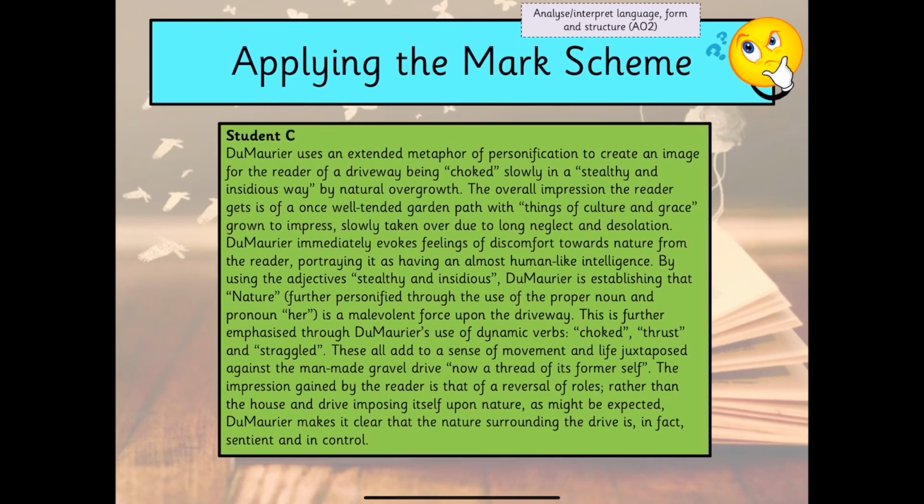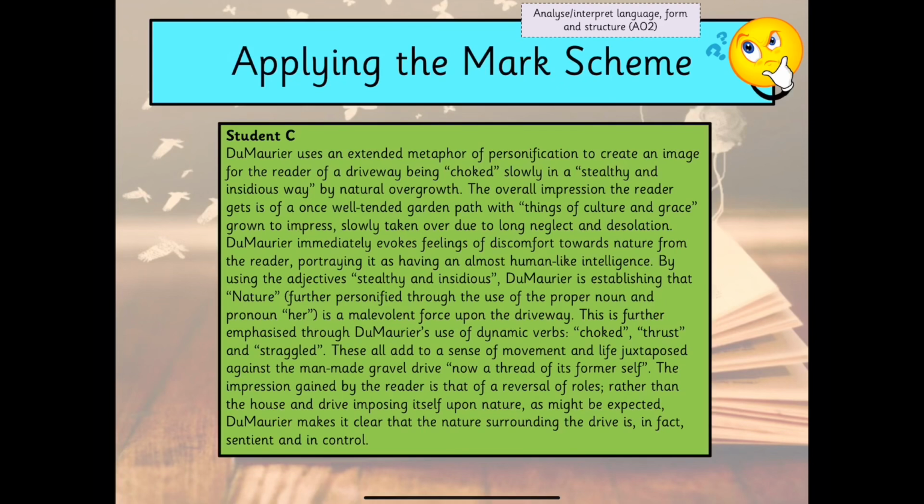And then on to student C. "Du Maurier uses an extended metaphor of personification to create an image for the reader of a driveway being choked slowly in a stealthy and insidious way by natural overgrowth. The overall impression the reader gets is of a once well-tended garden path with things of culture and grace grown to impress, slowly taken over due to long neglect and desolation.